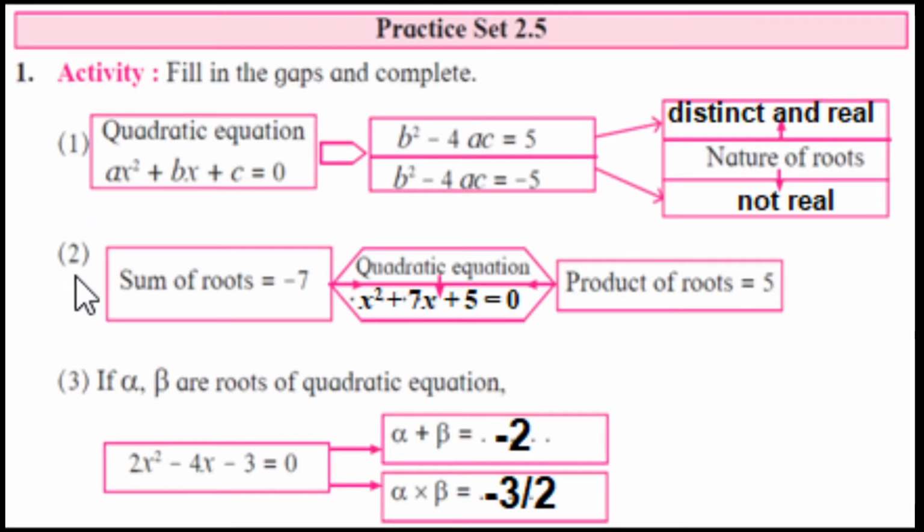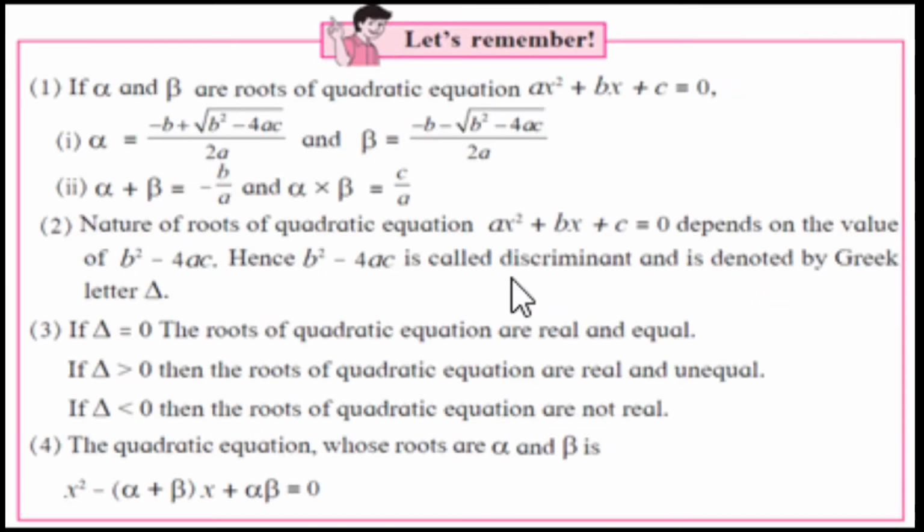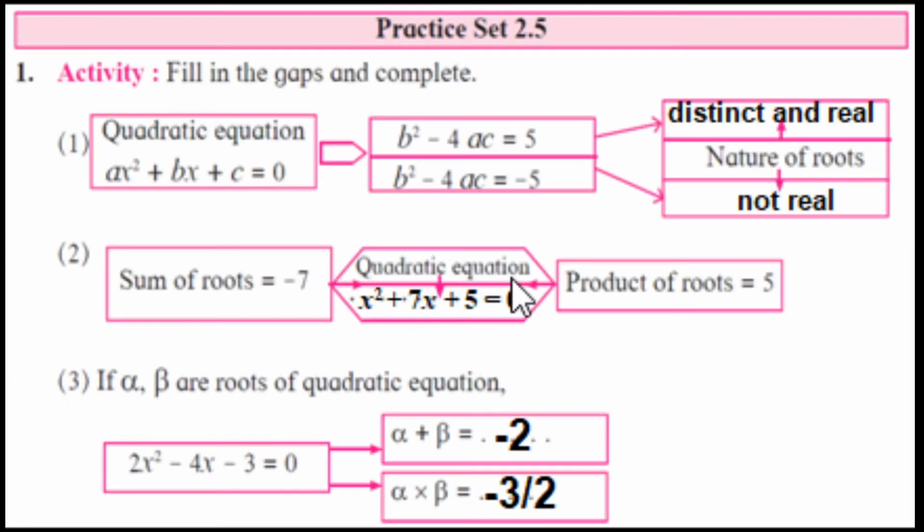Next, question number 2. The sum of the roots is minus 7. Therefore, alpha plus beta is equal to minus 7. Then the product of the roots is equal to 5, so alpha into beta is 5. We need to find the quadratic equation, so we use point number 4 of this slide. We get the equation x square plus 7x plus 5 is equal to 0. This is the required quadratic equation.